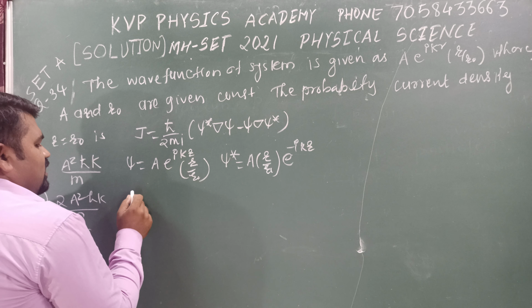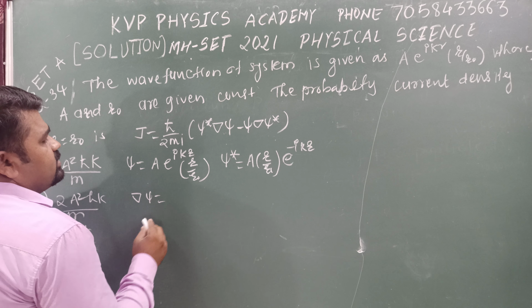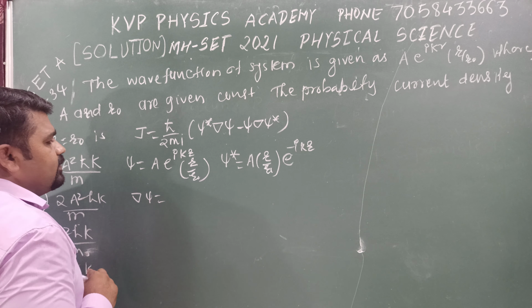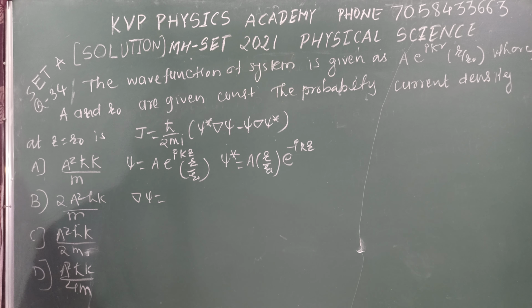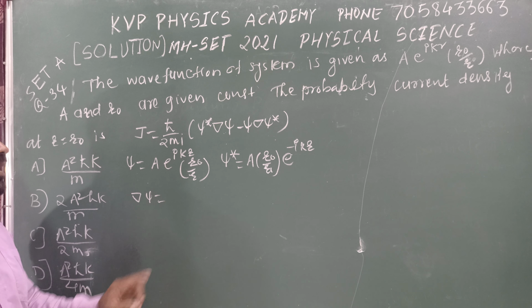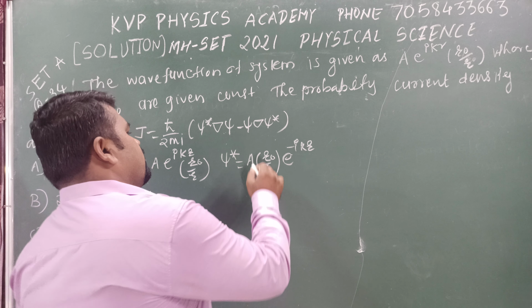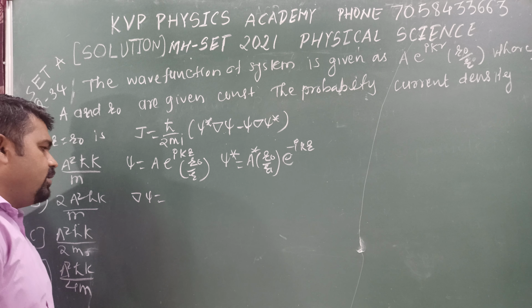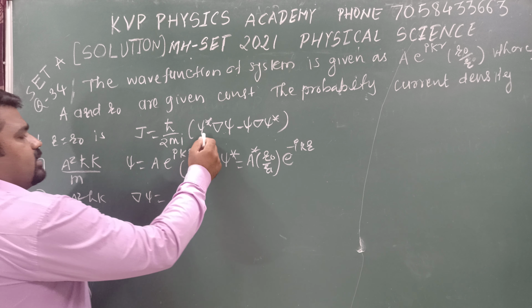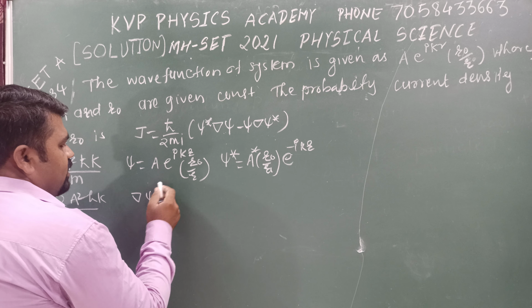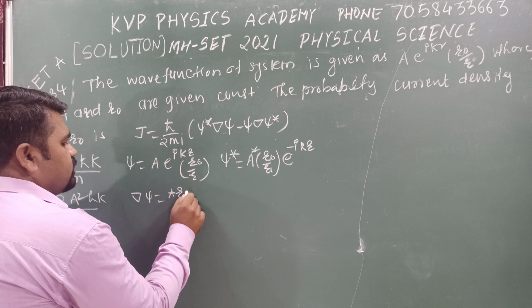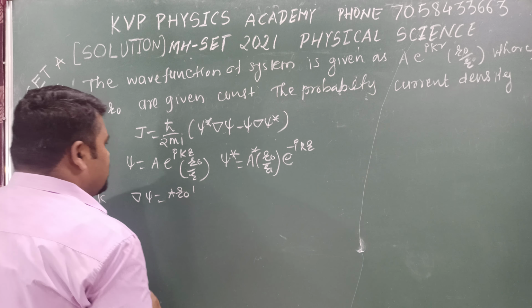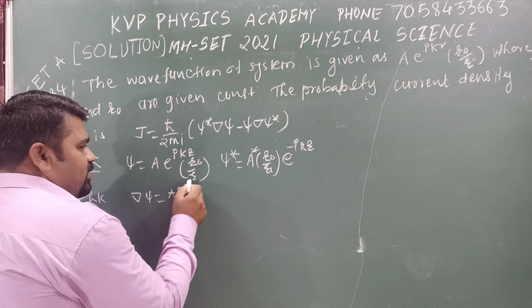Next we can find ∇ψ. What is the value of ψ? ψ is equal to A e^(ikr) r₀/r, and ψ* is equal to A*, here we can write r₀/r e^(−ikr), no problem. Now we can find ∇ψ. A is constant, take it out; r₀ is also constant, take it out. And here the numerator r is a variable, the denominator r is also a variable.